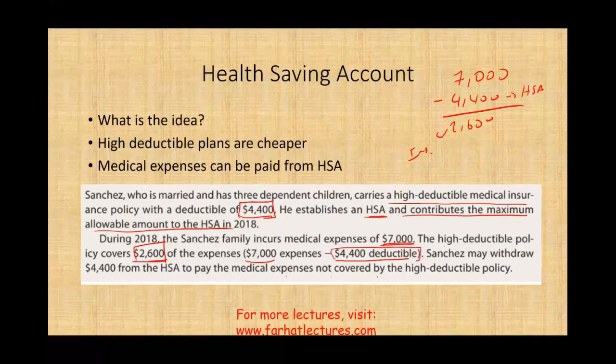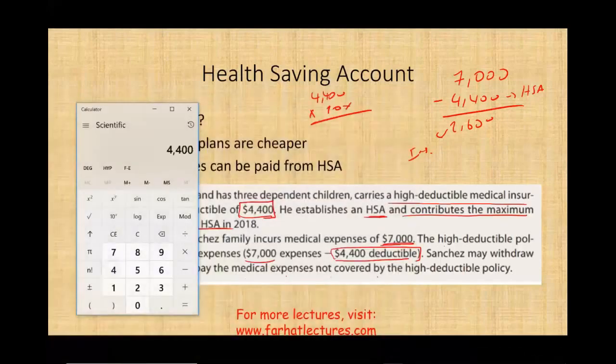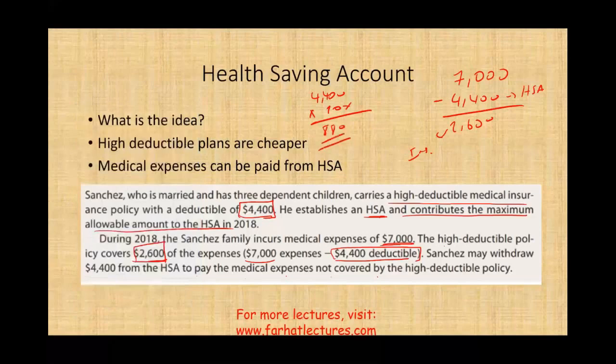Now, what does that mean to the Sanchez bottom line? Let's assume Sanchez is in the 20% tax bracket. Simply put, $4,400 times 0.2, Sanchez saved $880. So by putting this money away in an HSA account, they saved $880 on their taxes. And this is the benefit of a health savings account.